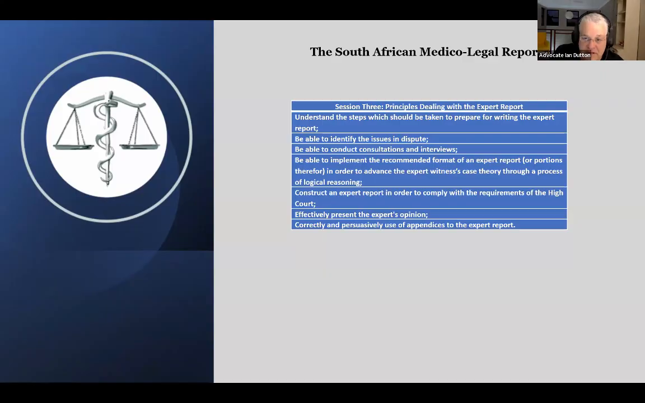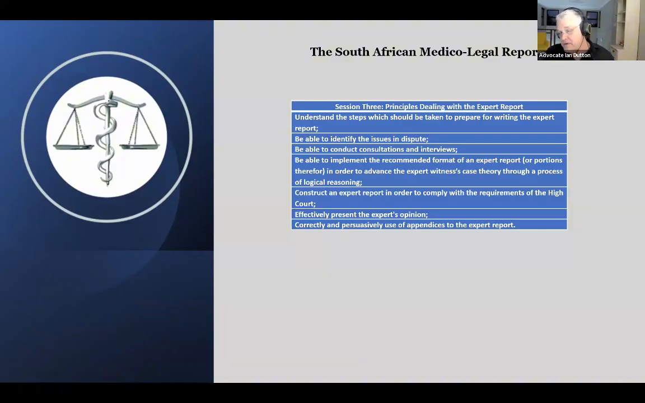And then being able to identify the issues in a dispute, and those that have trained with me before know that I harp on about this. The issues are very important, that you understand the issues from inception all the way through to when you get in the witness box, because what it does is it frames your evidence. It gives you your grounding as to what it is that you're trying to persuade the court of.